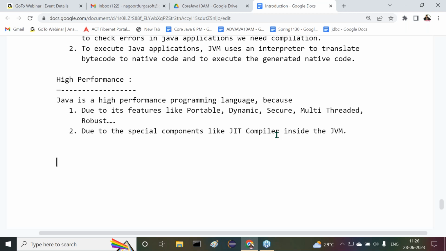After that, how can you say Java is a high performance programming language? Java is a high performance programming language because of its rich set of features like portable, dynamic, secure, multi-threaded, robust, platform independent, architecture neutral, and so on. Not only that, due to special components like the JIT compiler inside the JVM, Java is a high performance programming language. That's it. Now this is the total awareness we can have about Java features.